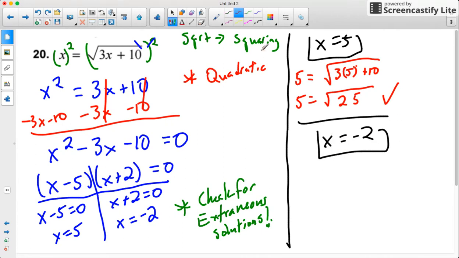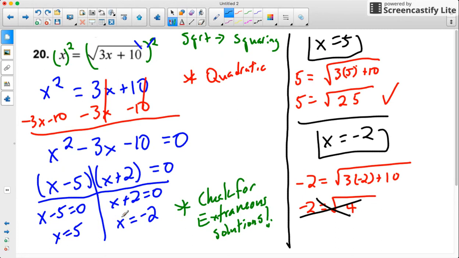All right, let's try x equals negative 2 next. So I've got negative 2 equals the square root of 3 times negative 2 plus 10. Already I'm seeing something kind of fishy here. I have this radical that is equal to a negative value, and I don't really like that so much. So this is going to be negative 2 equals the square root of negative 6 plus 10, which is 4. So the square root of 4 is actually equal to 2, not equal to negative 2. This is going to be extraneous. I'm going to get rid of this solution, and my only one true solution is x equals 5.